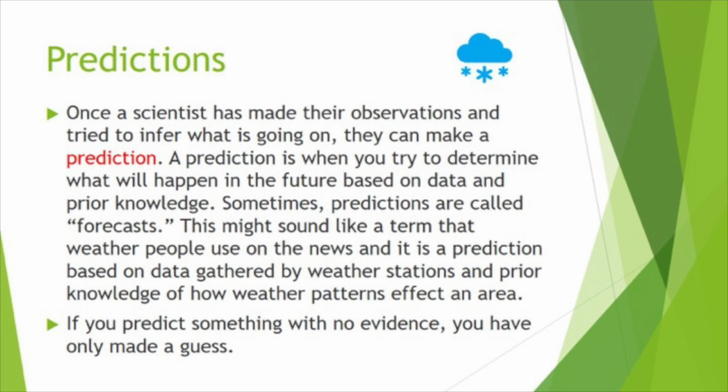So we say here, once a scientist has made their observations and tried to infer what's going on, they can make a prediction. Prediction is when you try to determine what will happen in the future based on data and prior knowledge. Sometimes predictions are called forecasts. This might sound like a term that weather people use on the news, and that's because the weather forecast is a prediction based on data gathered by weather stations and prior knowledge of how weather patterns affect an area.